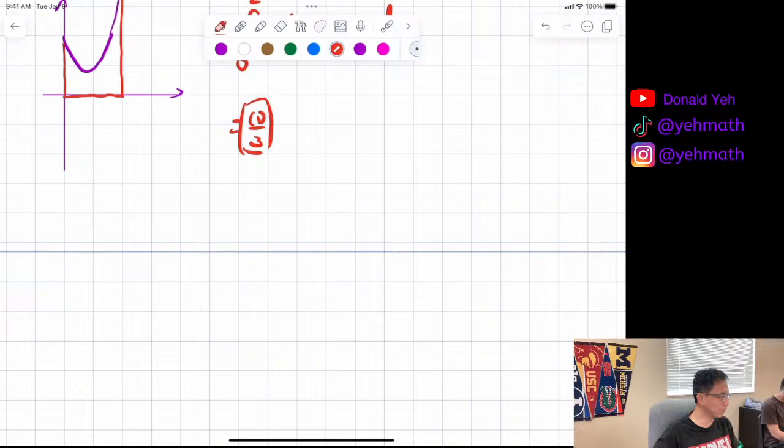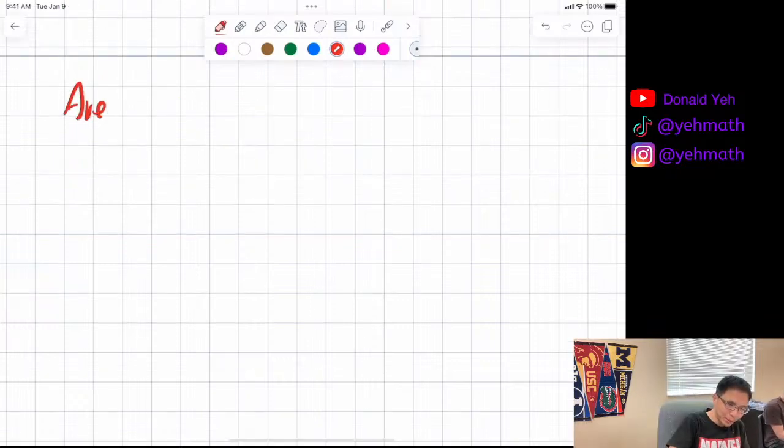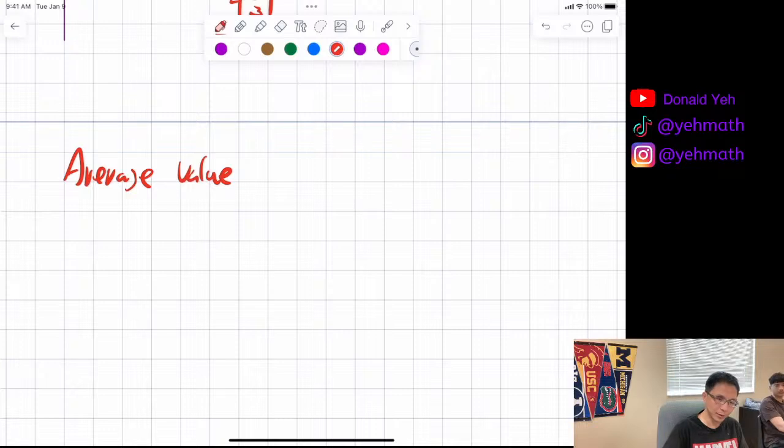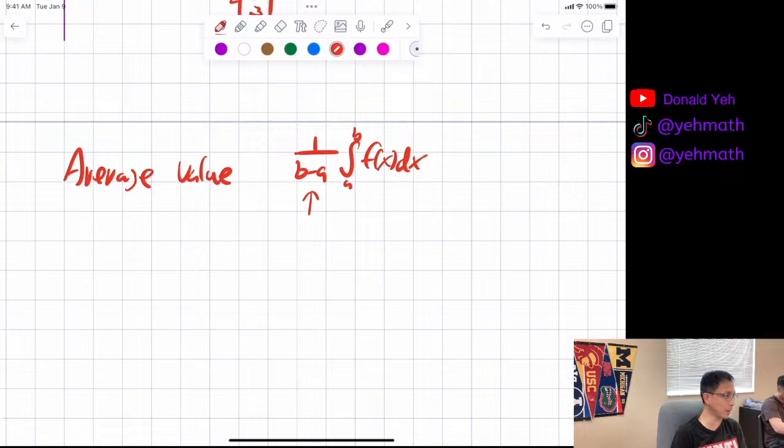So, average value. Sometimes today I will ask you to find an average value. On the AP exam, they love average value. But people get confused with average value and average rate of change. Average value has something to do with integral. So that's equal to 1 over b minus a, integration from a to b of f of x dx. The only thing different is what makes it average value is the 1 over b minus a.